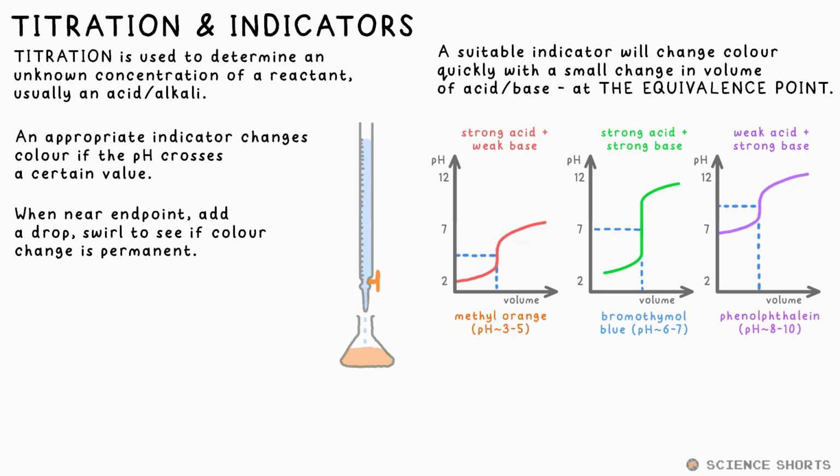That changes if we're using either a weak acid or a weak base. If using both a weak acid and base, the equivalence point is still 7, but there's no vertical portion to the curve anymore, so there's no indicator that would work well in this case.